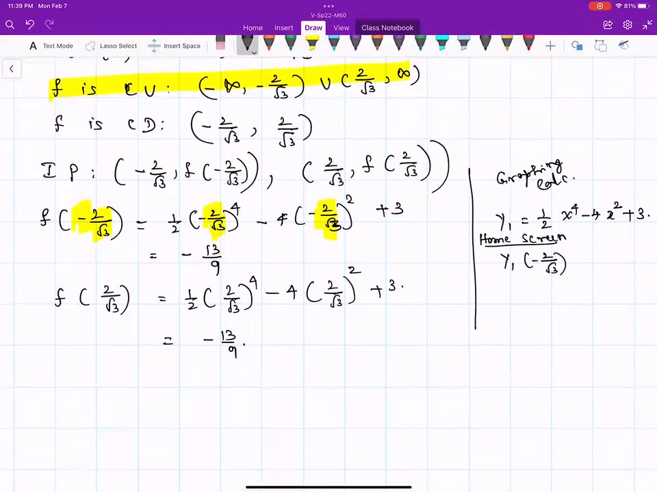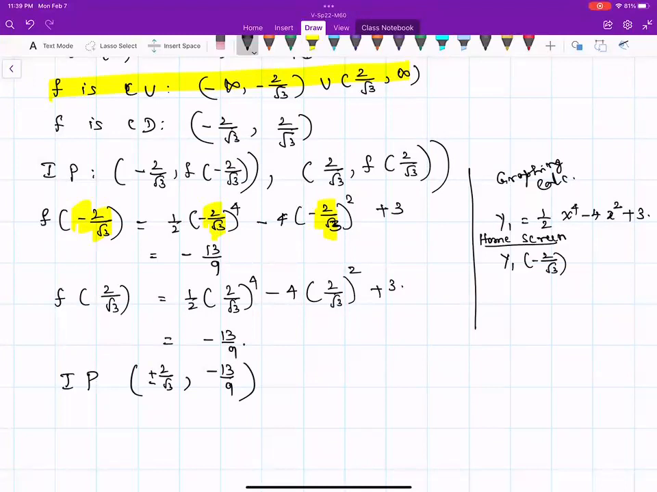So whether the x input is a negative value or a positive value, you're going to get the same y coordinate. So the inflection points, we call it IP, have x coordinates negative 2 over radical 3 and positive 2 over radical 3. So it's plus or minus that. And the y coordinate for both of them is the same, which is negative 13 over 9.